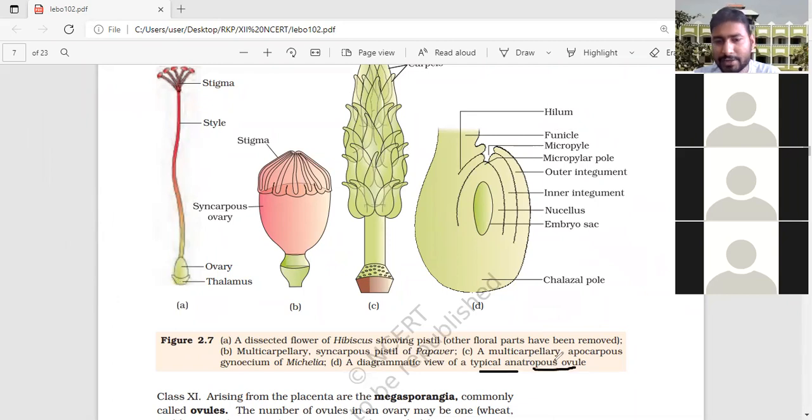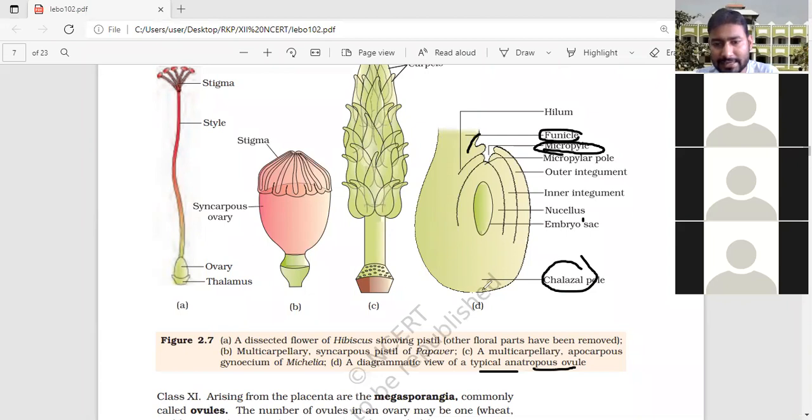View typical of Anatropous ovule. When the funicle, chalaza, and micropyle are not present in a straight line, that is called the Anatropous ovule.